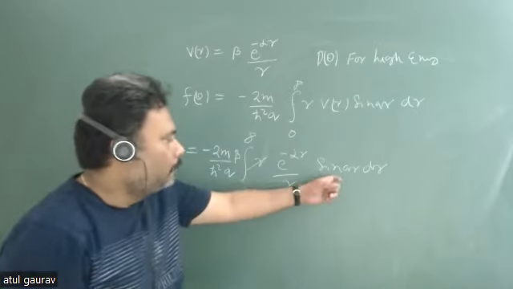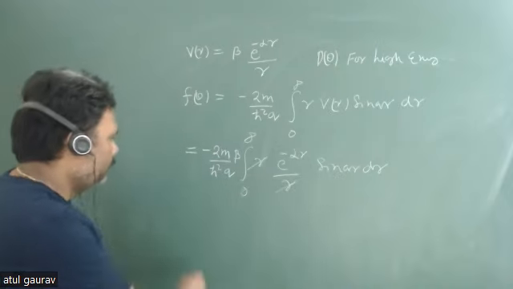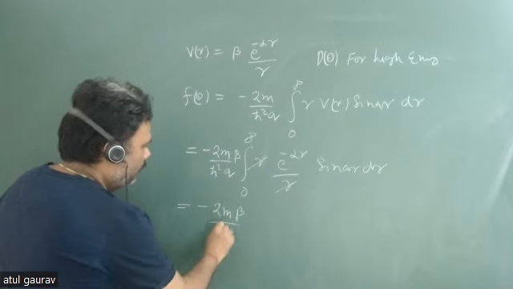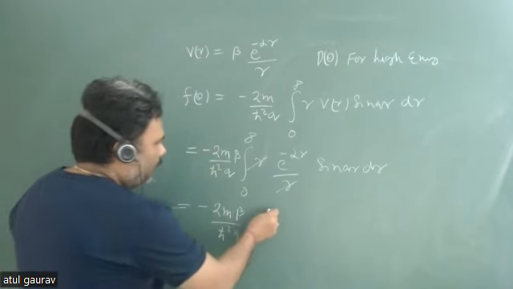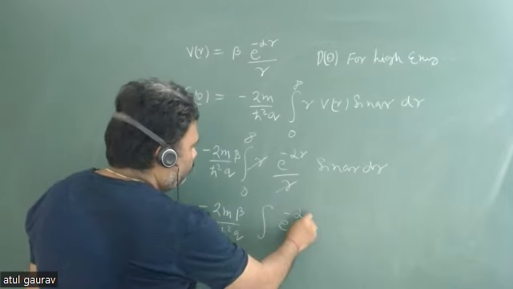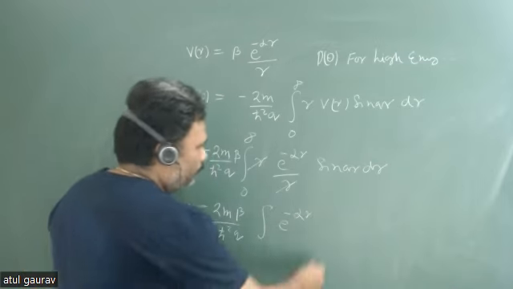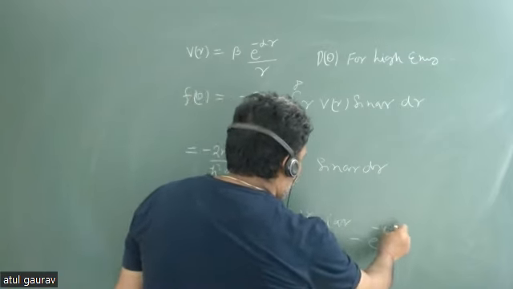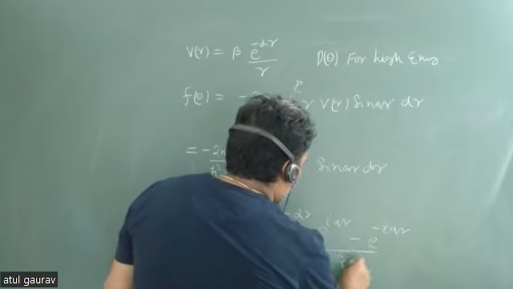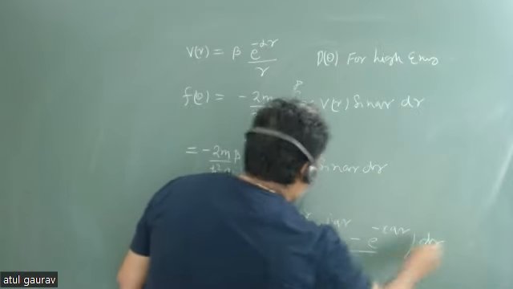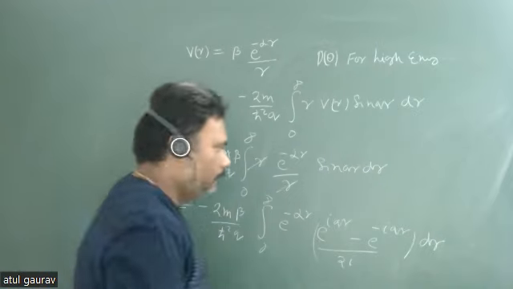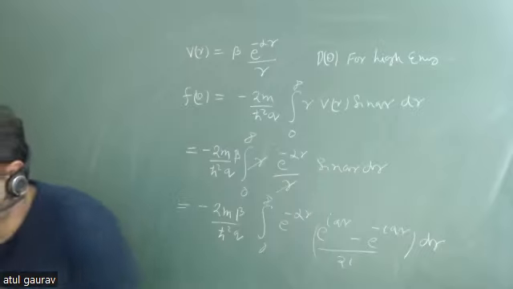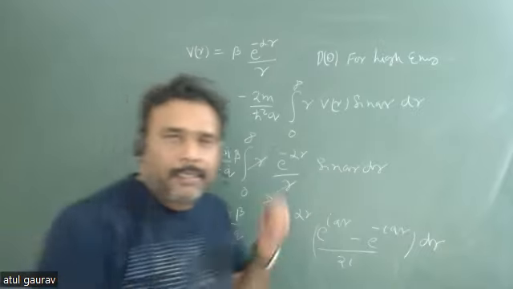So let's try to solve this particular integration. This value is minus 2mβ upon ħ² q. कैसे solve करोगे इसे? sin(qr) को क्या लिखोगे? e raised to power iqr minus e raised to the power minus iqr by 2i into dr, and you have to go from 0 to infinity. Yes, कैलकुलेशन बहुत स्मार्टली करना है, कहीं गलती से यहां पर इंटीग्रेशन बाय पार्ट्स मत लगाने लगना.